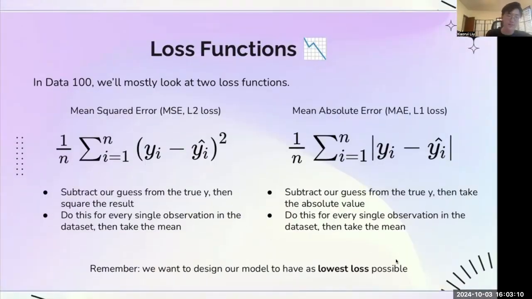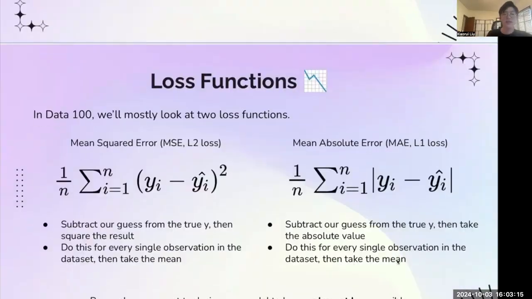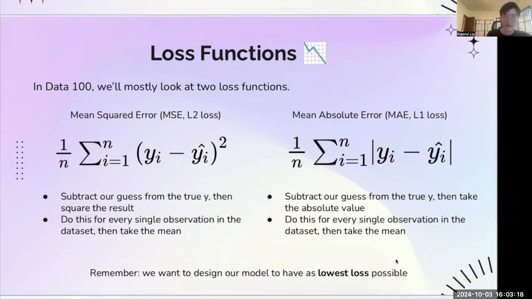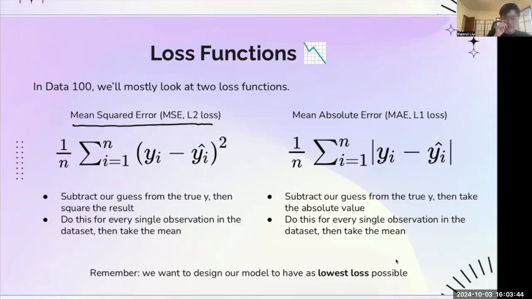Alrighty, speaking of loss functions, since this closed form solution only works with L2 loss, in Data 100 specifically, we'll mostly look at two loss functions. Mean squared error is probably the one that has been mentioned the most. It is when we subtract the guess from the true y. The true y is the y that does not have the hat on it. This is the true y subtracted by our guess, and then we square it. After that, we add up every single loss from the data set, and then we take the mean, which is basically what is happening here with the summation and multiplying by 1 over n.